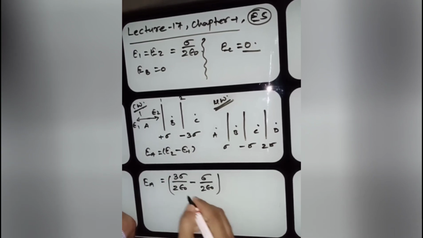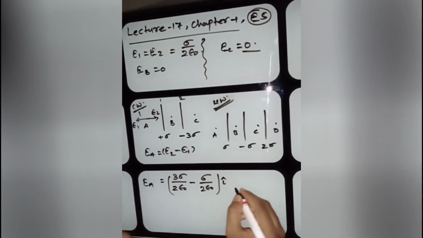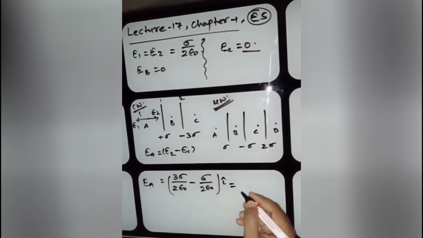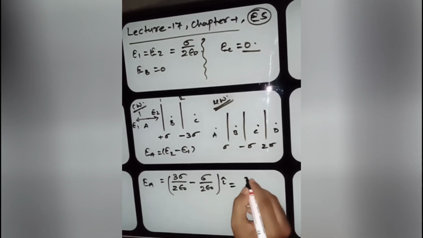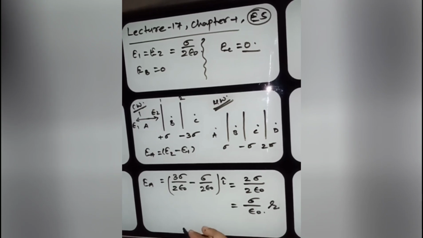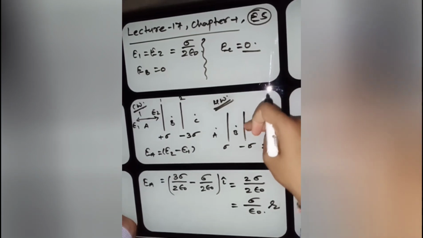The net electric field, since we take this one as positive, is in the i cap direction, and you can solve this one to get the answer. How much is it? 3 sigma minus sigma is 2 sigma by 2 epsilon naught. So the net electric field is sigma by epsilon naught. Okay, students, in this way you can solve the homework also.